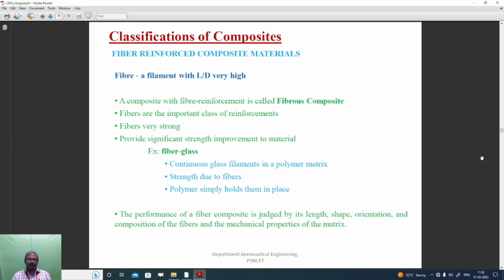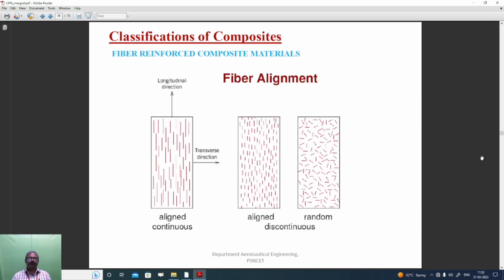Example, fiberglass. It has continuous glass filaments in a polymer matrix. Strength: it has high strength due to the fibers. The polymer simply holds them in place. The performance of a fiber composite is judged by the length, shape, orientation, and composition of the fibers and the mechanical properties of the material.